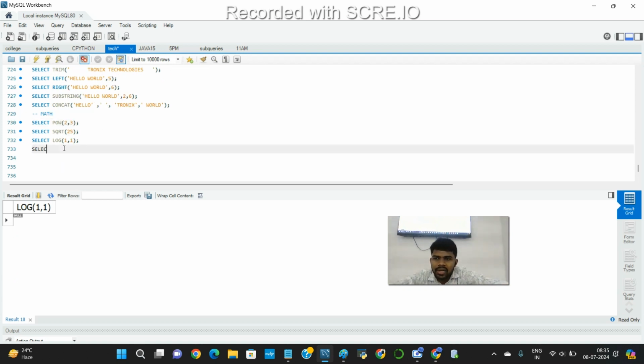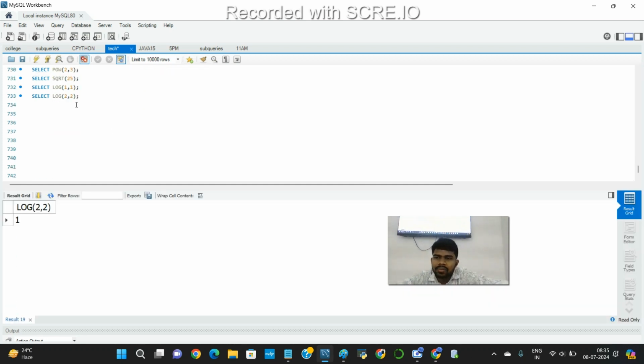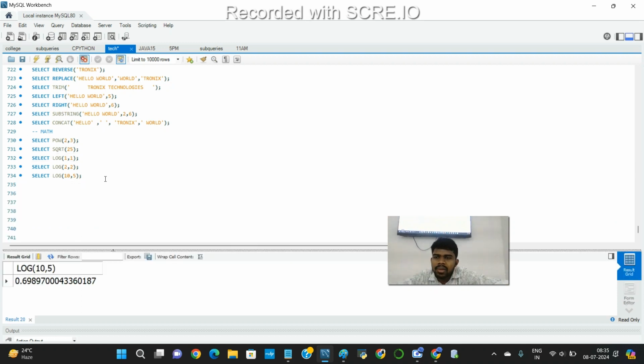For example, let's select log of 2 comma 2. So what if the base and power are equal? The answer is 1. Let's select logarithm of base 10 of 5. So these are the logarithm functions.